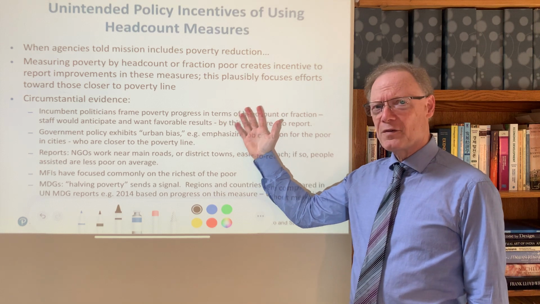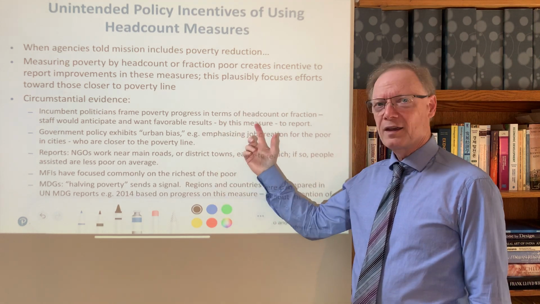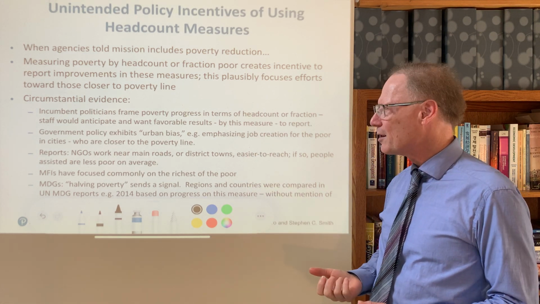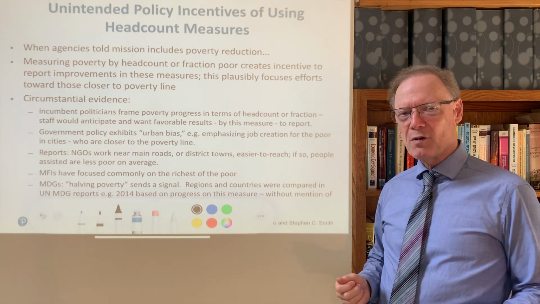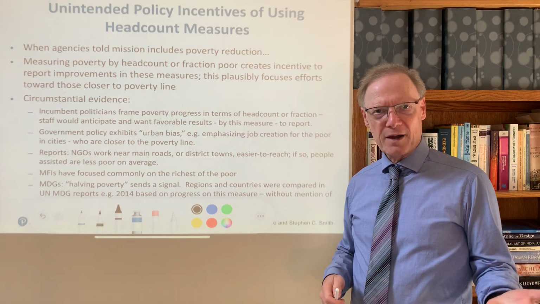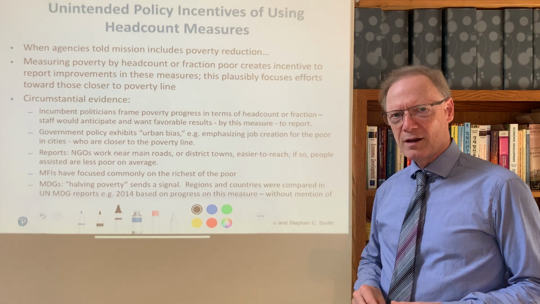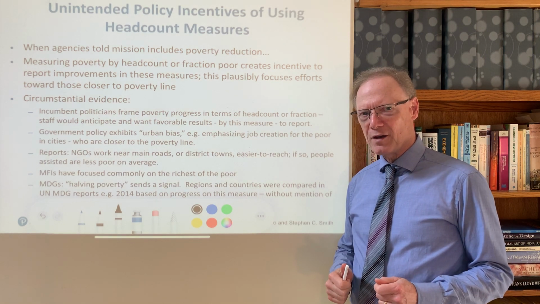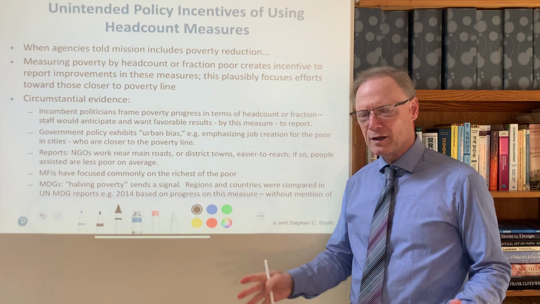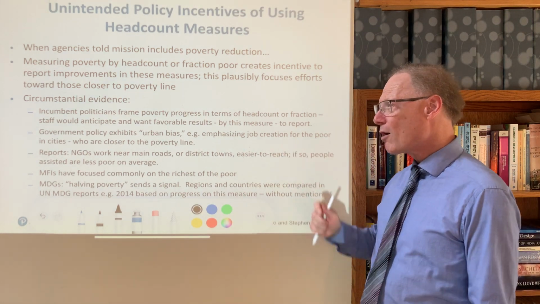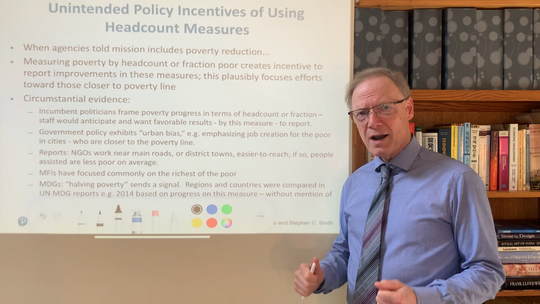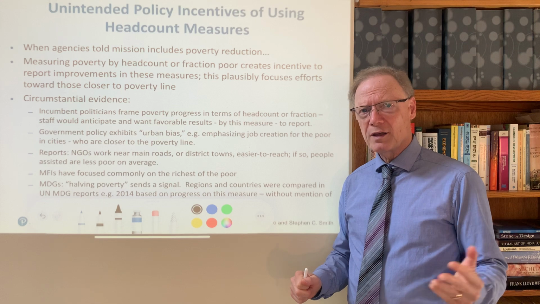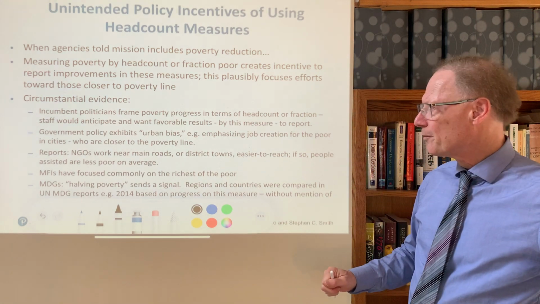So we can't really prove this, but there's lots of circumstantial evidence. Incumbent politicians often frame any progress against poverty that they had in this way. The fraction of those who are poor went down, and so you can expect their staff might follow suit and anticipate this and carry out policies accordingly. Government policy, as we're going to see, especially in Chapter 7, often in developing countries, is focused on cities rather than rural areas. Although there are some poor people in cities, certainly, on average, basically in every country in the world, there might be one or two exceptions, there's greater poverty in rural areas than in urban areas.